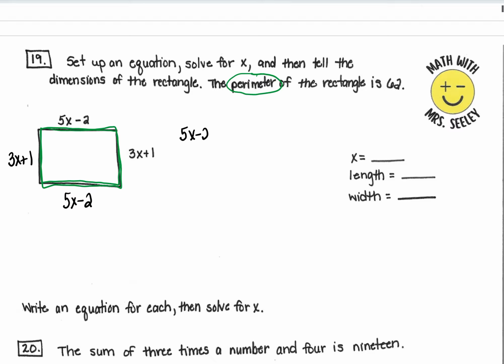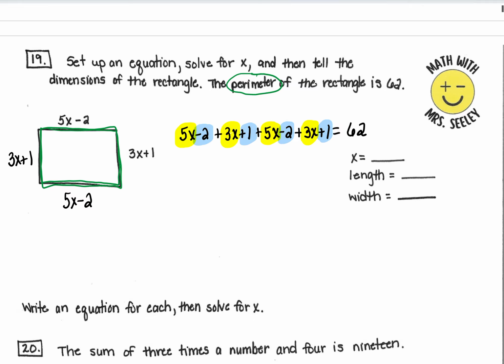That 5x minus 2 side plus this 3x plus 1 side plus this 5x minus 2 side plus this 3x plus 1 side is equal to the perimeter, or 62. All right, let's get our people together. Got to do our chores before we can go to the other side over there, over that other equals. So I have 5x and 3x, 5x and 3x. They're like terms. I have a minus 2, a plus 1, a minus 2, and a plus 1.